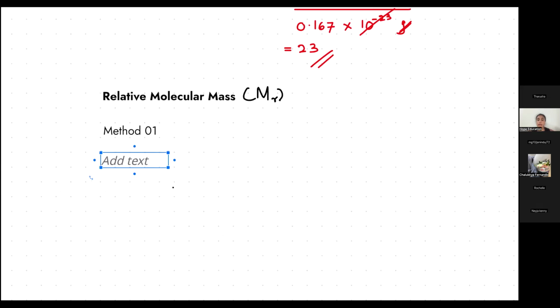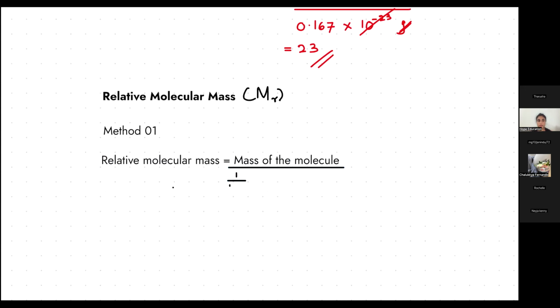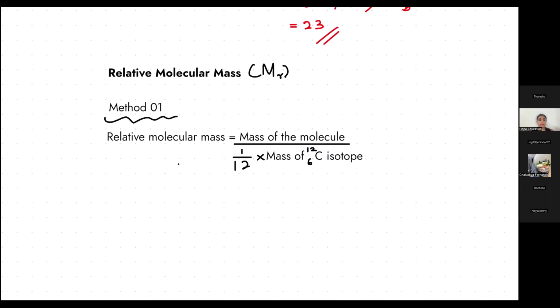Relative molecular mass of any molecule is the mass of the molecule divided by 1/12 of the mass of a carbon-12 isotope. Same story as before. So let's look at an example real fast.